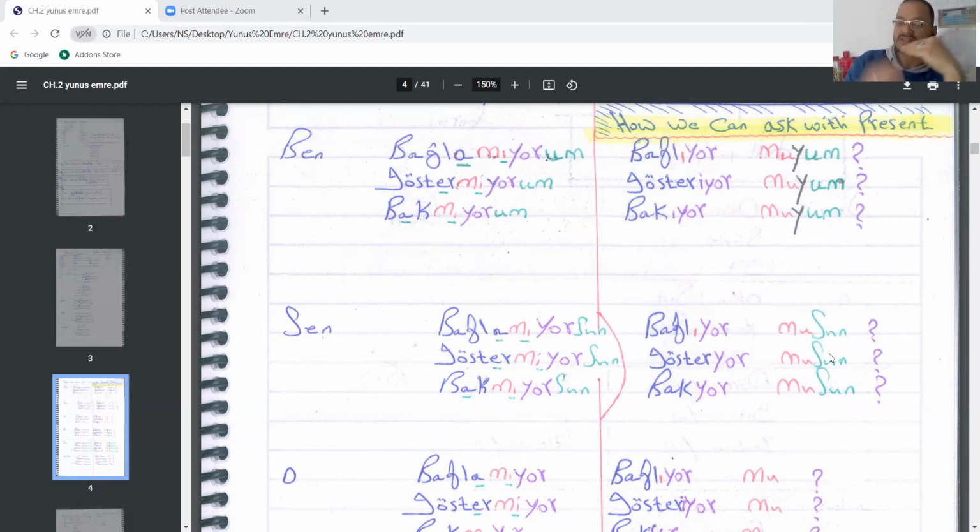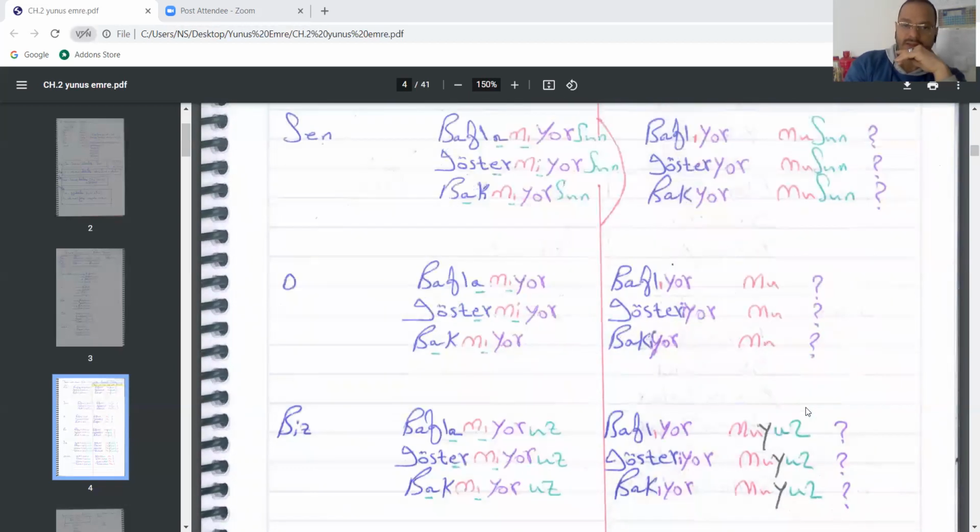Something dependent on another thing, and this thing dependent on another thing. To be has one tone. Gösteriyor musun? Bakıyor musun? Here at o, it's the easier one: bağlıyor mu? Gösteriyor mu? Bakıyor mu?